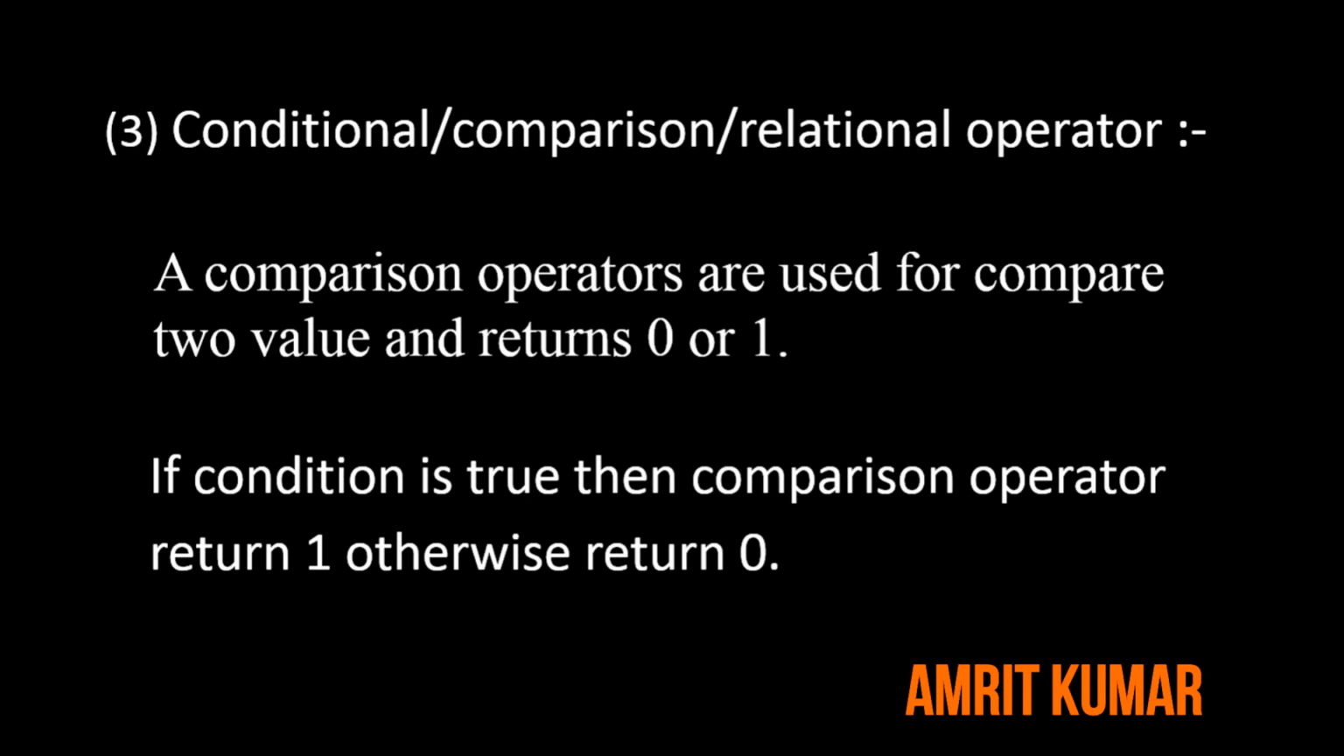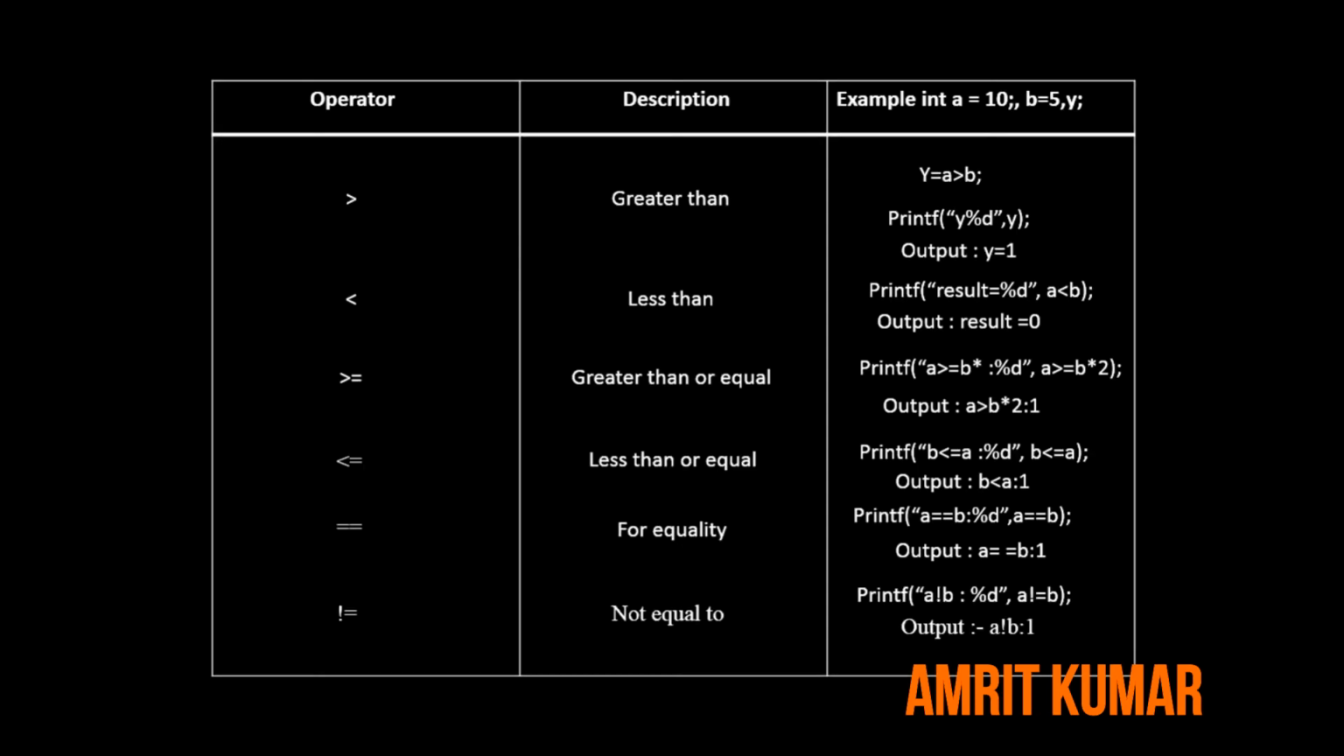So a conditional, comparison, or relational operator is an operator that returns its output in two ways: if the condition is true, it returns 1, and if the condition is false, it returns 0. Let's look at the different types of conditional operators that we will use for solving different kinds of problems in the C language.